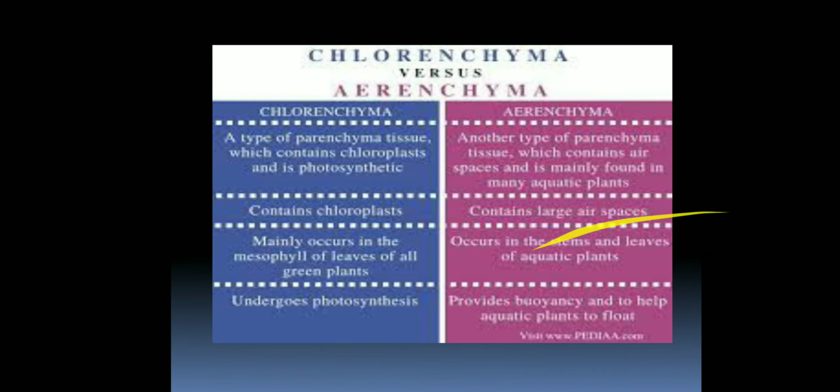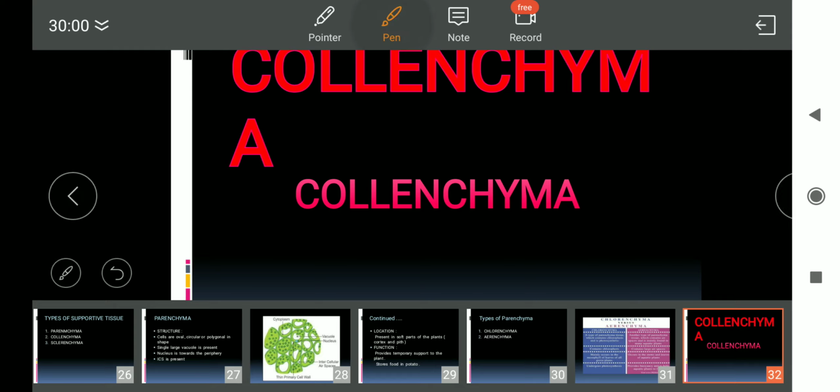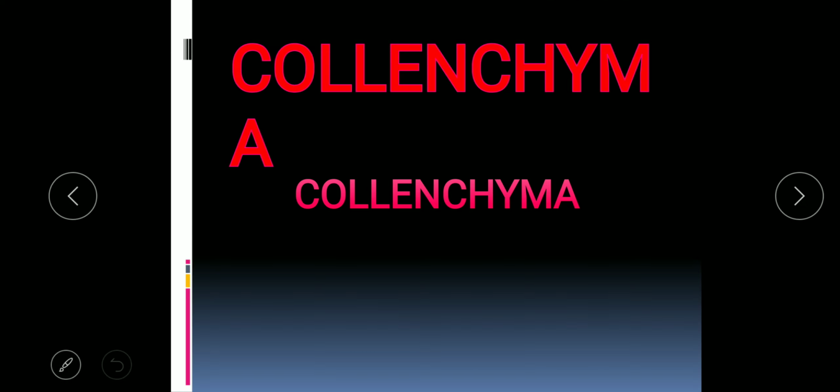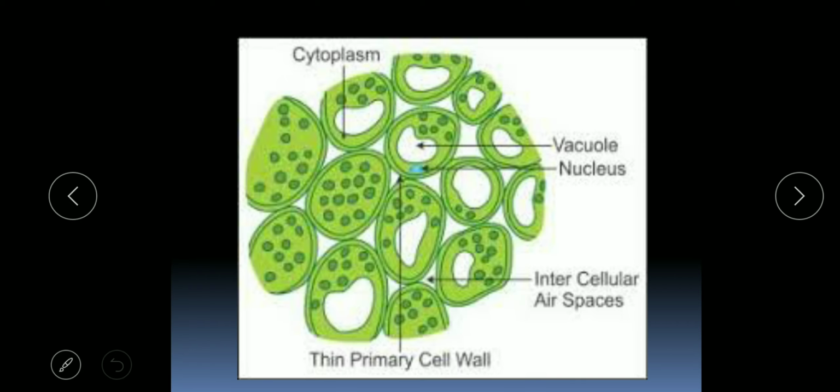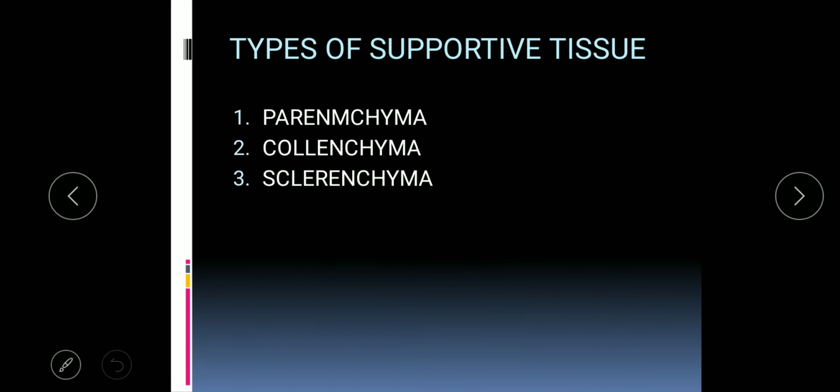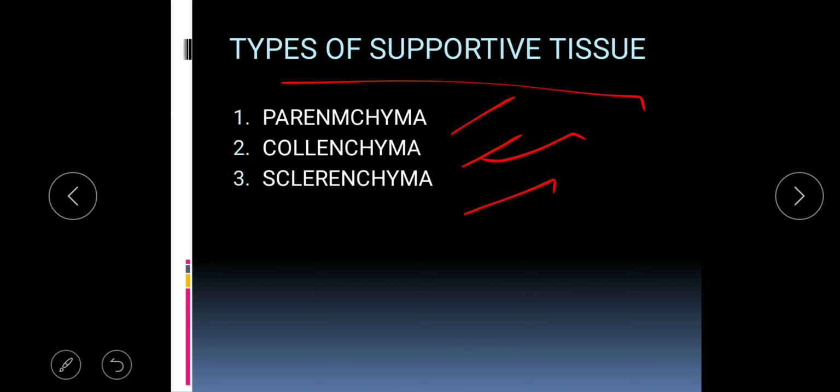So we had started with the supporting tissue in the previous class, and one of the types of supporting tissue we have already discussed, that is parenchyma. So today we have to start with the second type of supportive tissue, that is collenchyma. There are three types of supportive tissue: parenchyma, collenchyma and sclerenchyma. And today we have to start with collenchyma.